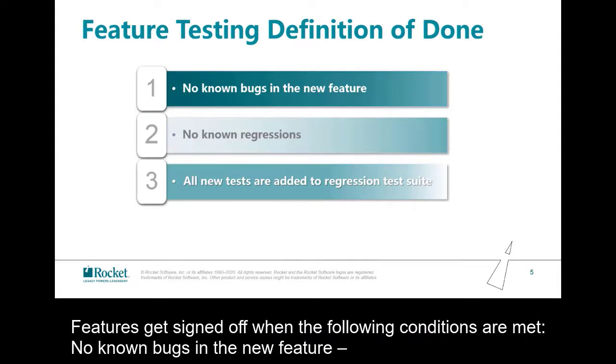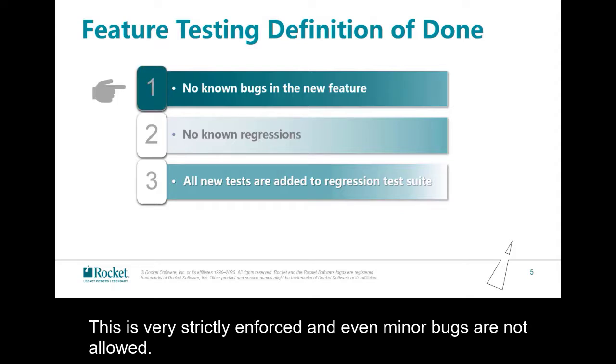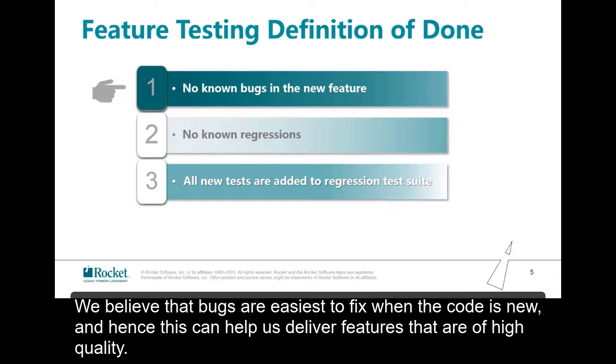Features get signed off when the following conditions are met. First, no known bugs in the new feature. This is very strictly enforced, and even minor bugs are not allowed. We believe that bugs are easiest to fix when the code is new, and hence this can help us deliver features that are of high quality.